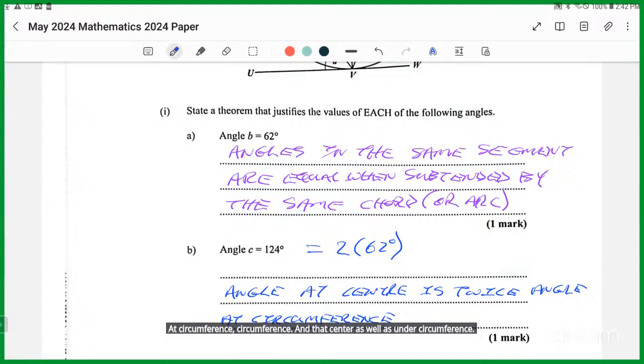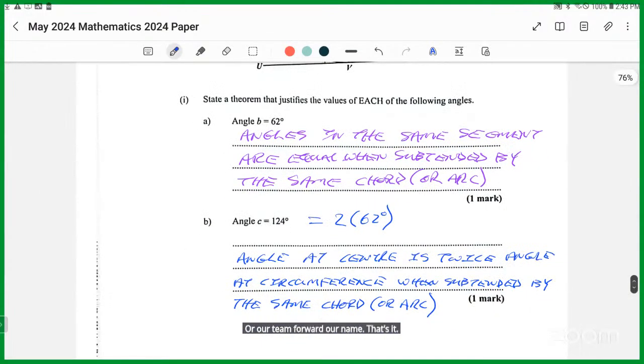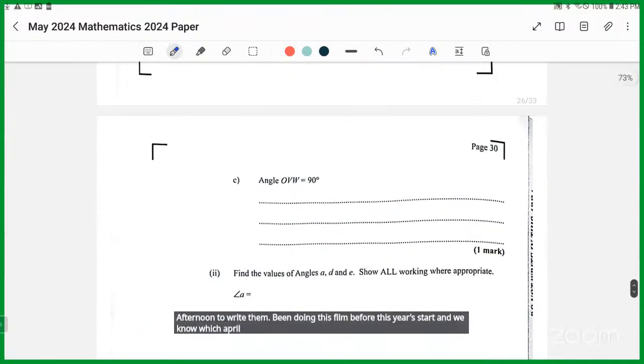We can continue and say when subtended by the same chord or arc. Same thing again. Chord or arc, and that's it. But you have to know the rules and you have to know to write them. Been doing this from before this year started, and we now reach April. End of April.